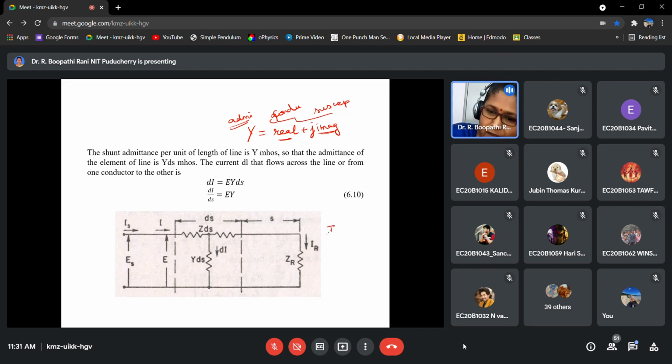Normally, we write V by R. Generally, we write V by R, or we have to write V by Z. If we talk easily, this is a resistance, or if we include the imaginary reactance component, this is impedance. And 1 by Z is Y. That is what we have used here.